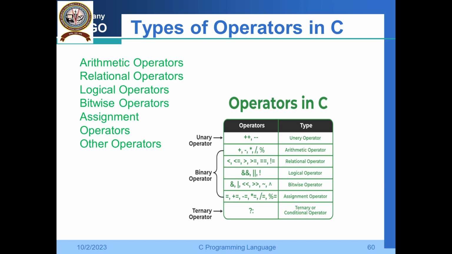Or pre or post, we can do it. This is the unary operator, that means on a single data we go for the operations. Similarly, the binary operator can be addition, subtraction, multiplication, division, and modulo. Similarly, this is the arithmetic operator.